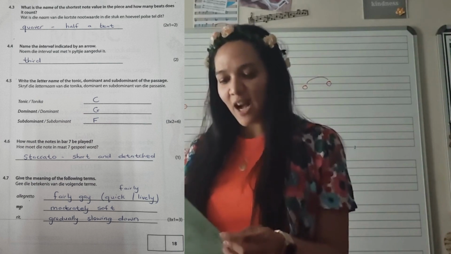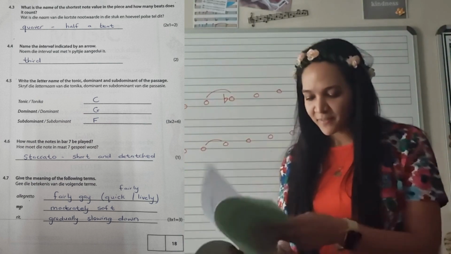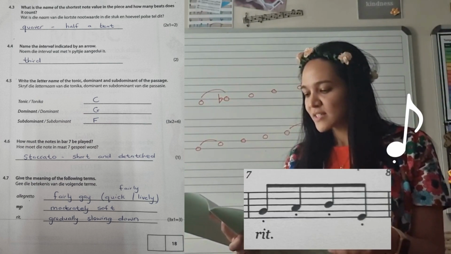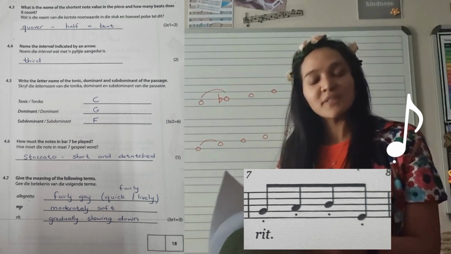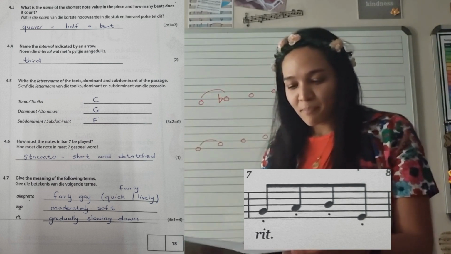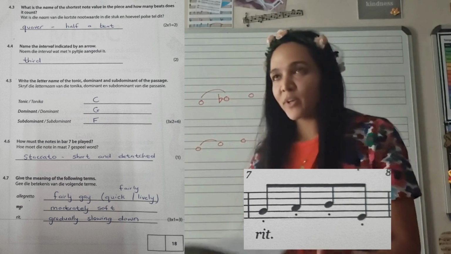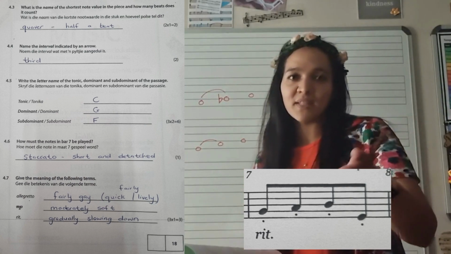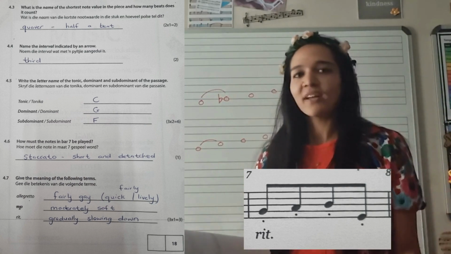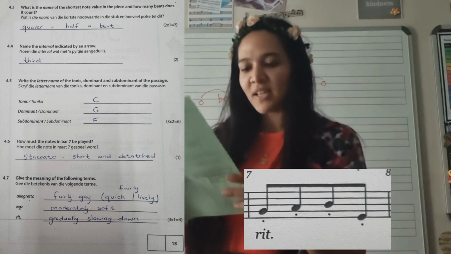Then 4.6, how must the notes be played in bar 7? And we can see that they are staccato quavers. So we will put down there, they need to be played in a detached way, or we can just write down staccato, which means detached, or short and detached. Anything to that effect will give you your marks.